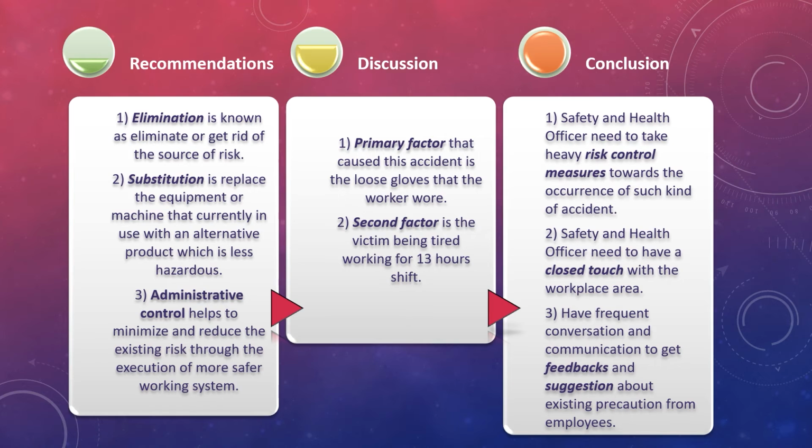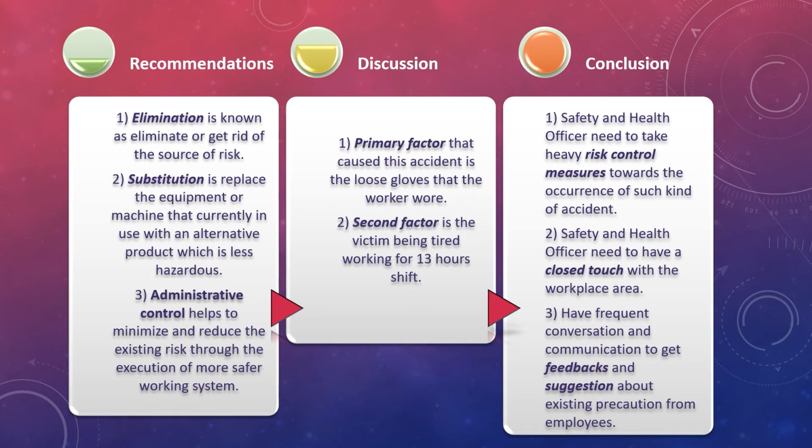Another risk control measure that can be suggested, or considered as a recommendation to be executed when such kind of accident has occurred, is administrative control. Administrative control helps to minimize and reduce the existing risk through the execution of a system.